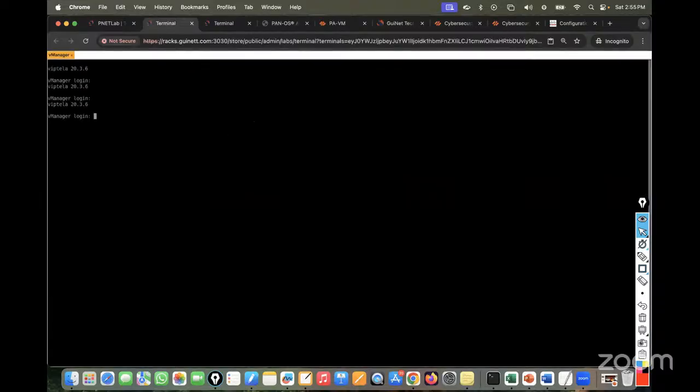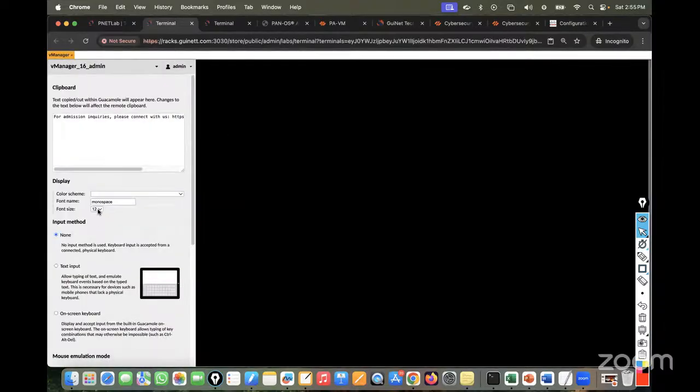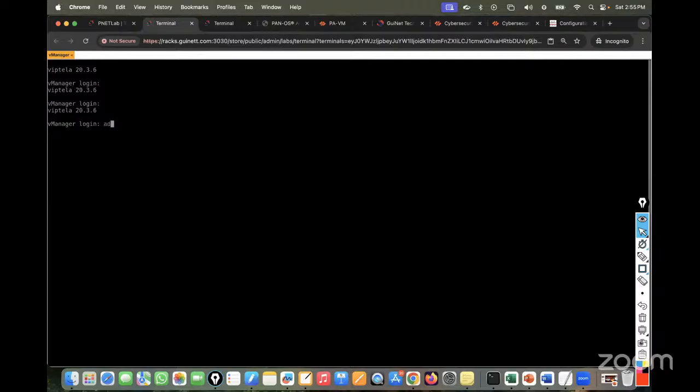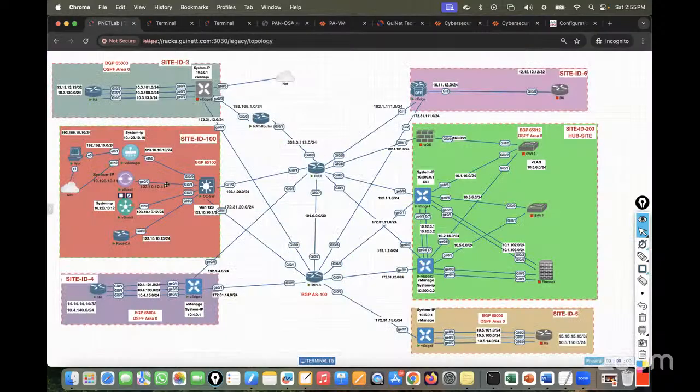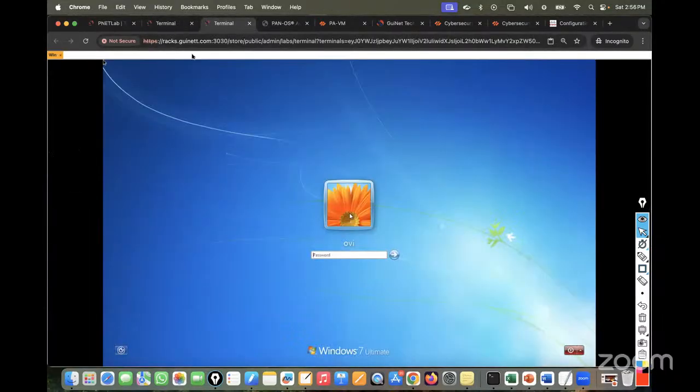So let me show you here. This is one of my vManage. And if I show the version, you can see this is version 20.3.6. On this, everything is going to be covered. Every vHS router, and I will just show you the dashboard, you can see here.